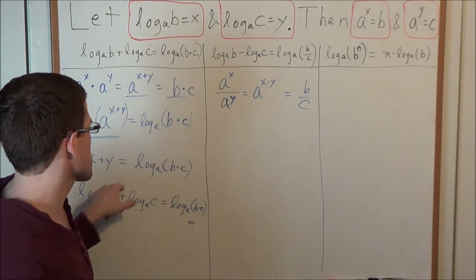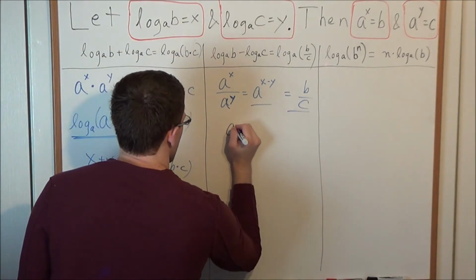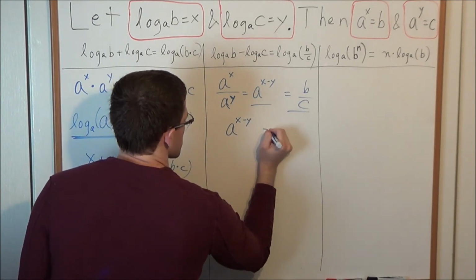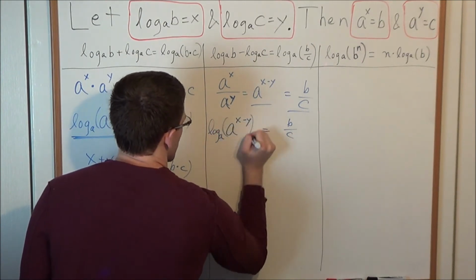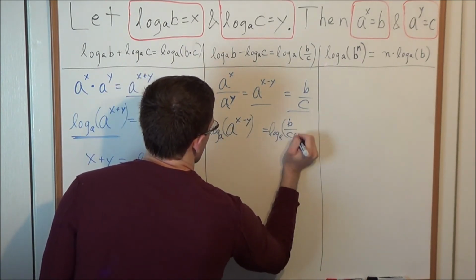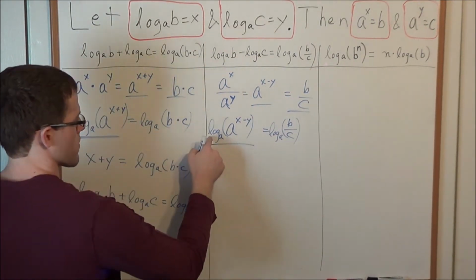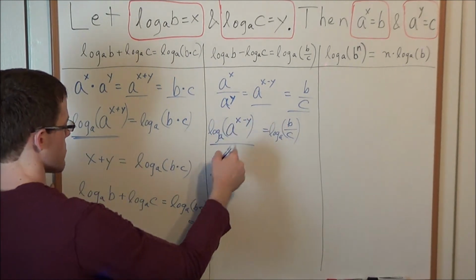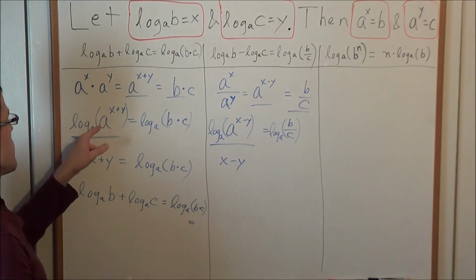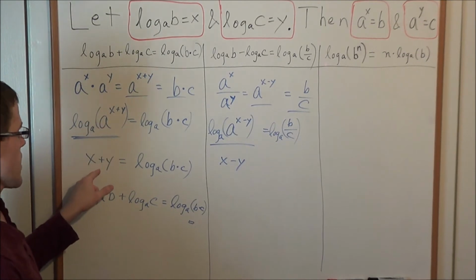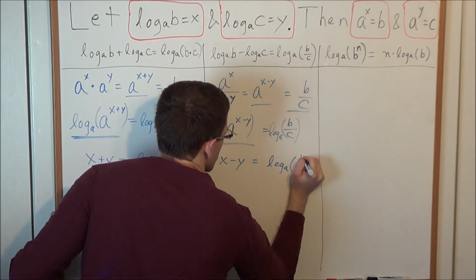Now we're going to follow the same strategy that we did over here. Let's take a look at these two terms together. We have a to the x minus y is equal to b divided by c. Let's take the log base a of both sides. By the same reasoning as in this step here, the log base a of a to the x minus y simplifies to just x minus y, similar to how log base a of a to the x plus y simplified to x plus y. And now this is all equal to log base a of b divided by c.